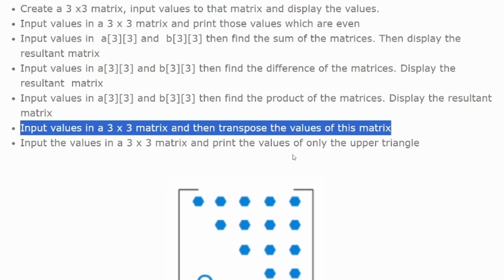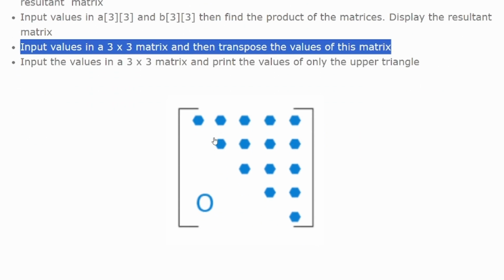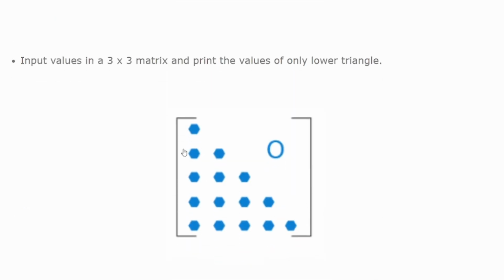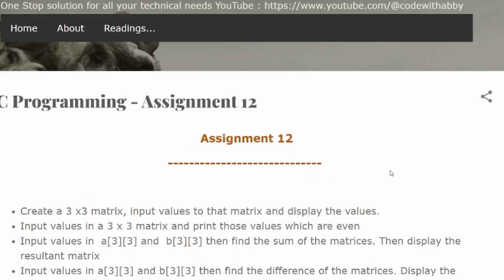Input the value 3 into a 3 by 3 matrix and print the upper triangle. This is the upper triangle. You have to print only these values, and another for the lower triangle. So I hope all these questions that I have discussed with you are clear to you.